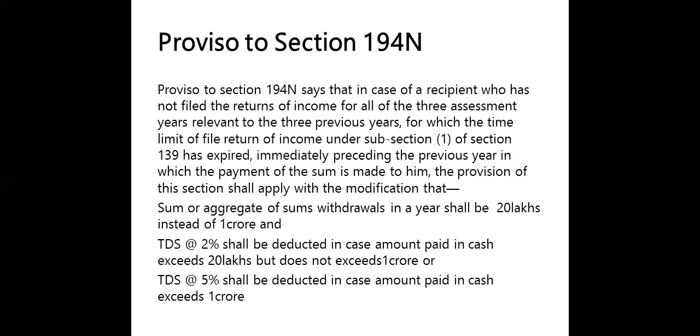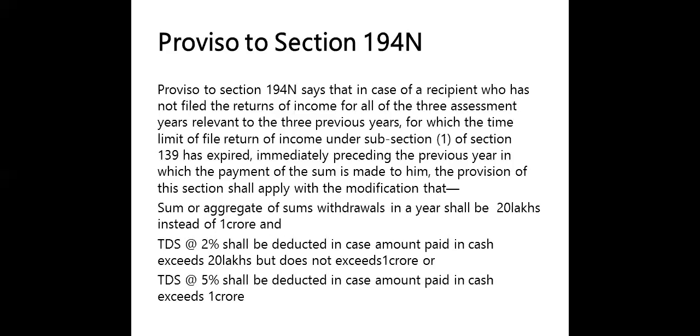So for the applicability of this section from 1st July 2020, if you provide your income tax returns for the 3 previous years, that is for financial year 17-18, financial year 18-19, and financial year 19-20, if you provide that we have already filed our ITRs for the three assessment years relevant to the three financial years, then normally the rate of TDS will be 2%, and the limit will also be 1 crore.